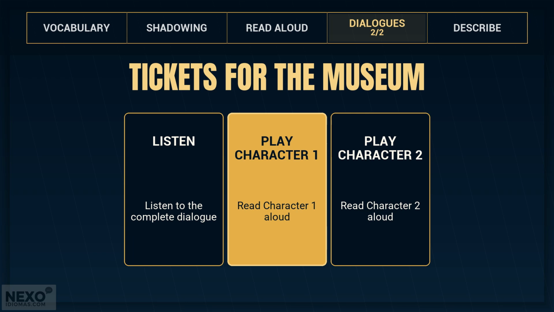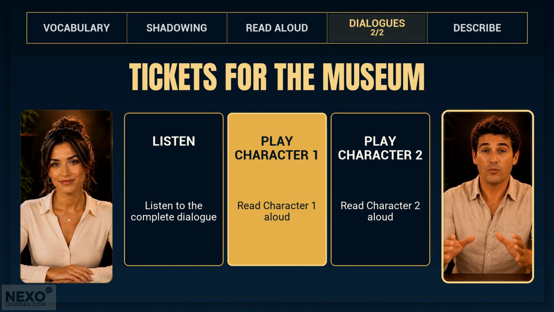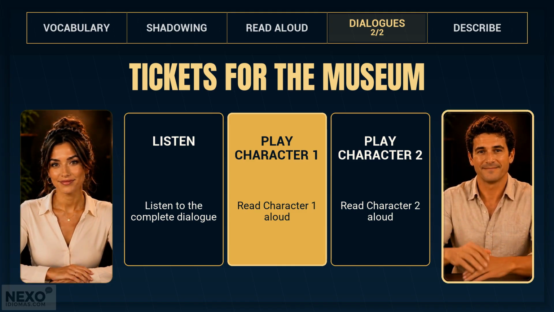Tickets for the museum. Read character 1 aloud while that character is silent. I will play character 1.